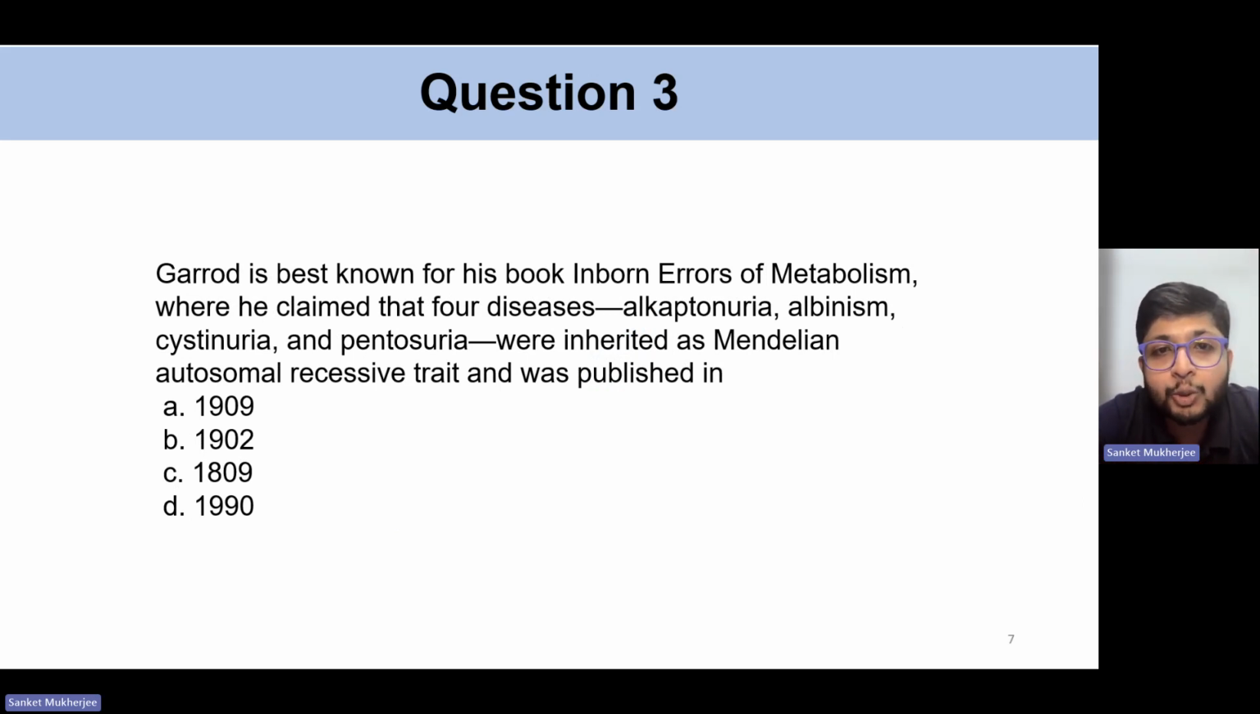Garrod is best known for his book Inborn Errors of Metabolism, where he claimed that four diseases, alkaptonuria, albinism, cystinuria, and pentosuria, were inherited as Mendelian autosomal recessive traits, and it was published in the year 1909, 1902, 1809, or 1990. I'll give you a couple of minutes to think about it, and then we will be discussing the answer.